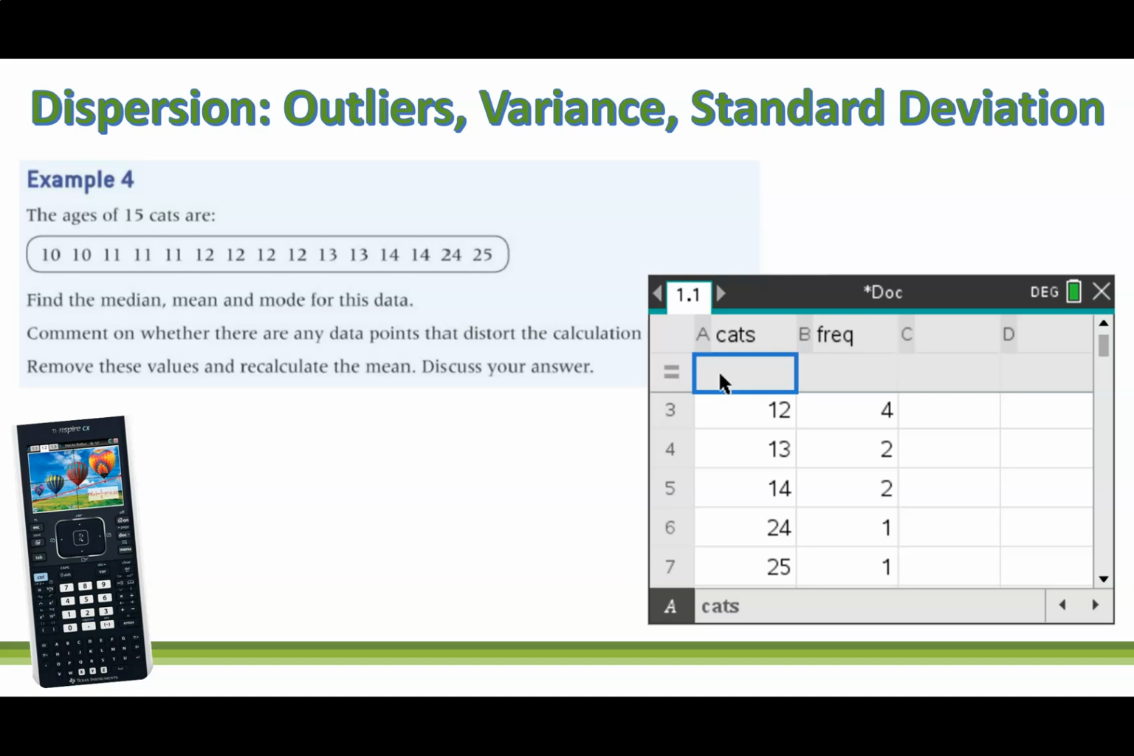We're going to go back, do what we normally do. Some of the cats are 10, 11, 12, 13, 14, 24, and 25. Well, immediately I see something a little bit weird about that set. There's only seven different ages of cats. So I put those ages down in a column on a spreadsheet. I'm going to create a frequency column beside it and indicate how many there are of each of those. That's certainly a huge time saver when we are at the data entry stage. It'll make our lives easier overall.